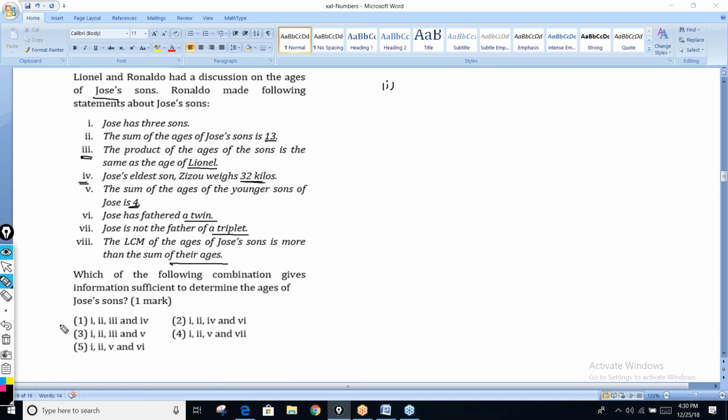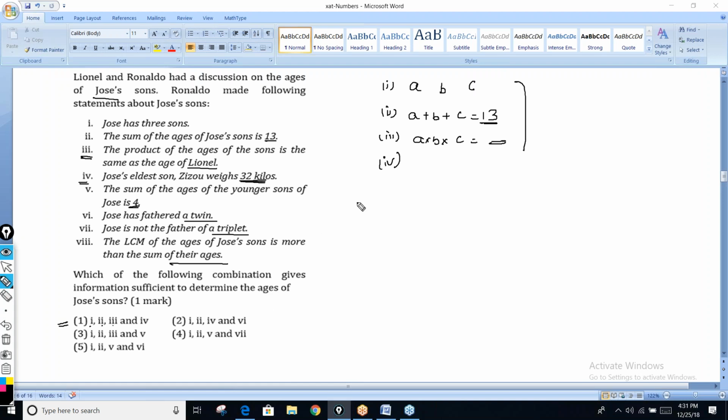So in this question, you can try the options. Let's say I use the first, second, third, and fourth information. First information, he has three sons. Second information, the sum is 13. The product is the same as Lionel's. So obviously many combinations are possible, because we do not know the age of Lionel either. Joe's eldest son Jijao weighs 32 kilos, which obviously has nothing to do with the ages. So we cannot find the answer by using the third and fourth conditions.